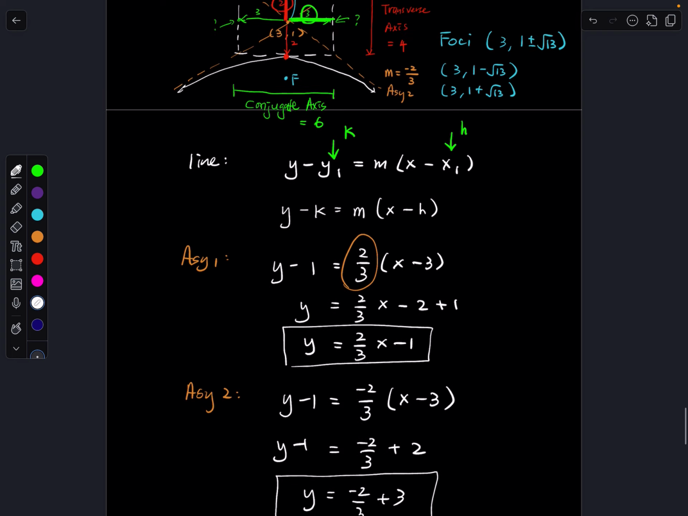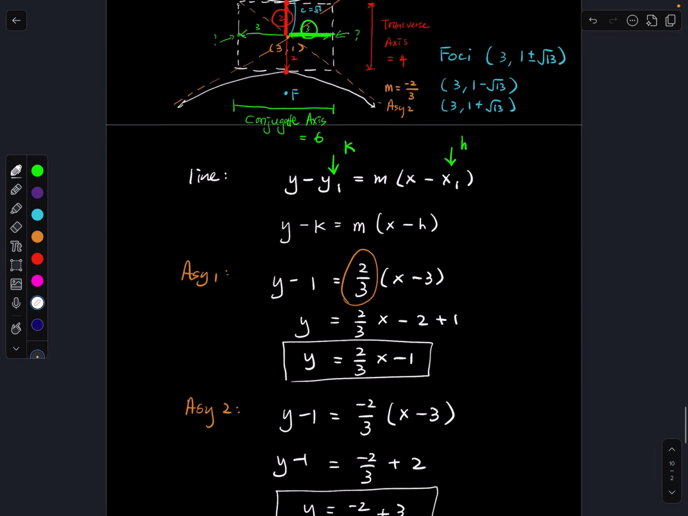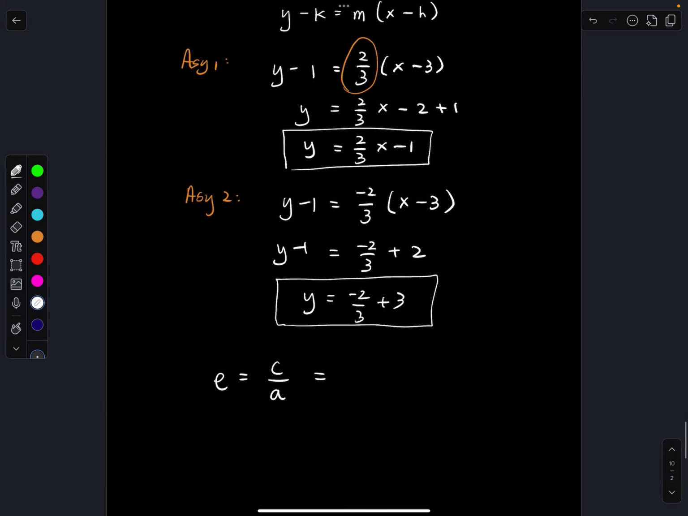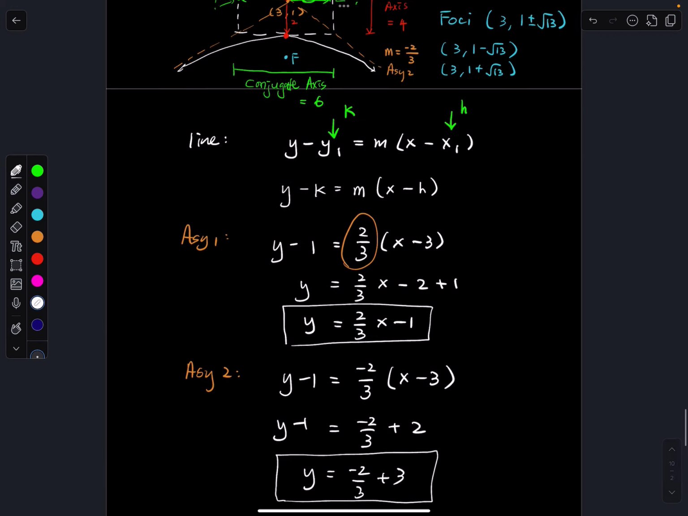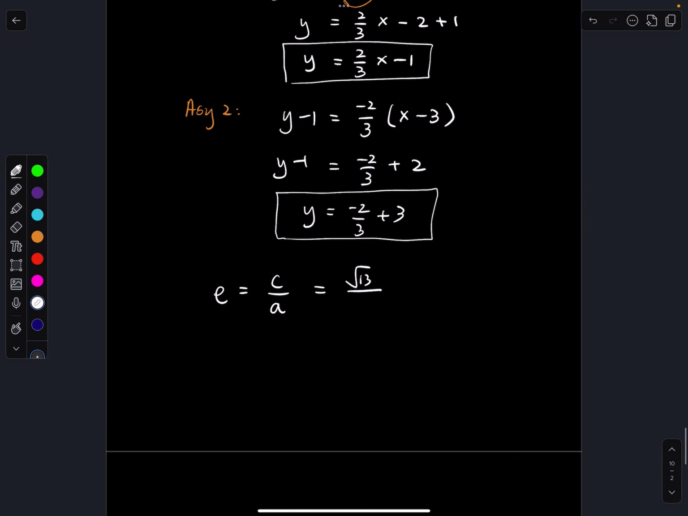Last thing to talk about for a hyperbola is eccentricity. The eccentricity is always going to be c over a. And c is going to be, in my case, let's see, the c is right here in light blue, square root of 13. So square root of 13. The a value is still going to be the a value, which is 2, so 2. And notice this number is bigger than 1 because in general, a hyperbola will have an eccentricity bigger than 1.